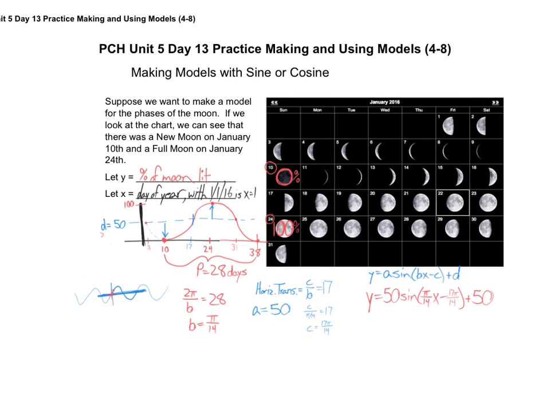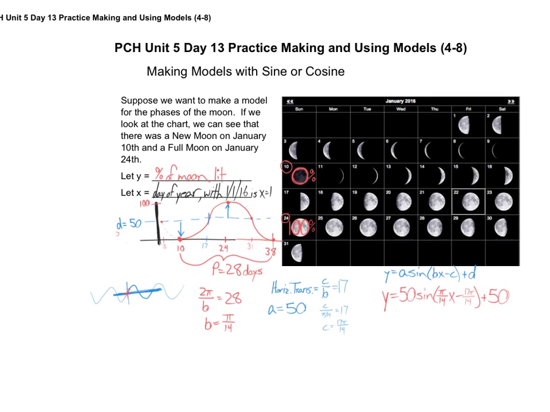Use that to help you, and use these other identity things like the period is 2 pi over b, the horizontal translation is c over b. You got to know those things. The equation for cosine is the same, right? It is, yes. Okay?